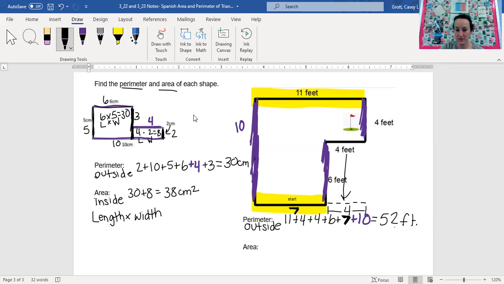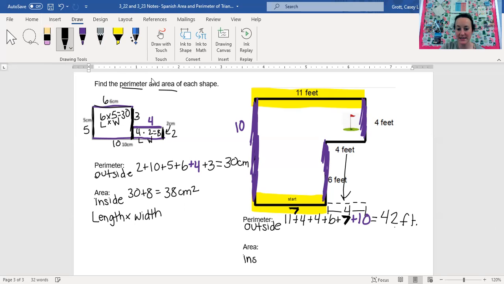Okay. Just double checking math. 10 plus 7 is 17, plus 6 would be 23, 27, 31. I think it's 42. Okay, that's why, guys, it's always good to recheck your math. I think we get 42. Yes, 42 feet along the outside.